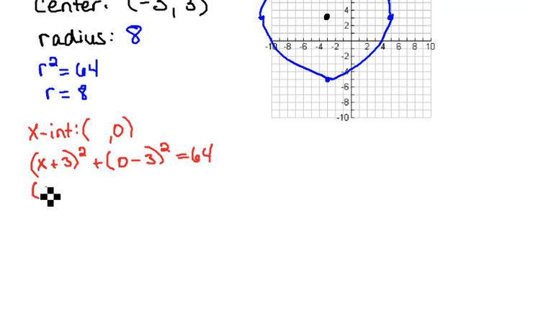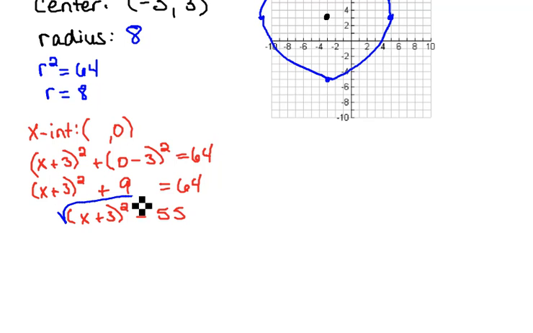So here we have x plus 3 squared, and 0 minus 3 is a negative 3, squared is a positive 9, equals 64. Now if we subtract 9 from both sides, we get x plus 3 squared equals 55. Now let's take the square root of both sides to undo the square. So we have x plus 3 equals plus or minus the square root of 55.